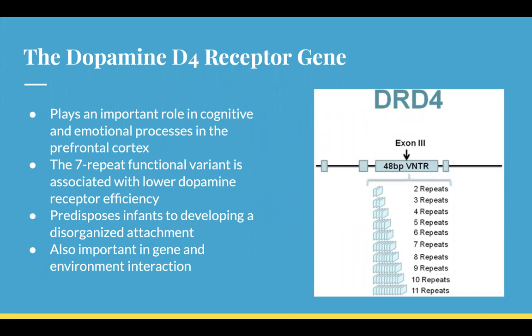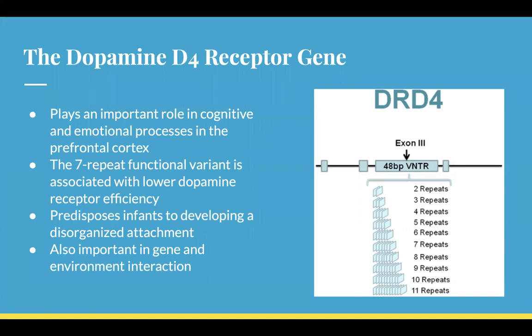So it actually predisposes infants to developing a disorganized attachment. So this specific gene with the 7 repeat functional variant tends to develop a disorganized attachment for the infants and later in life. It's really important in the gene and environment interaction as well. So it tends to be a lot stronger when both the gene and a specific environmental situation is present.